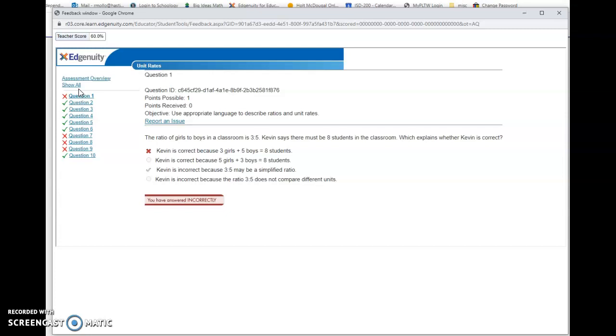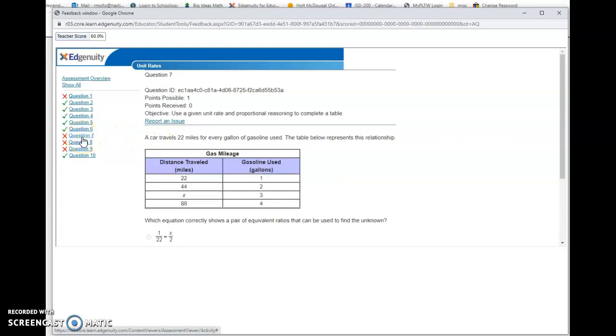So there could be 8, there could be 16, there could be 24. Any multiple of 8 could be there. So Kevin is incorrect because 3 to 5 may be simplified, like I said, to 6 to 10 or 9 to 15 or something like that.